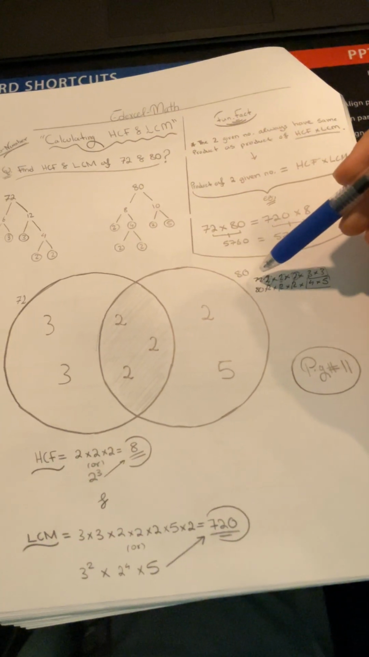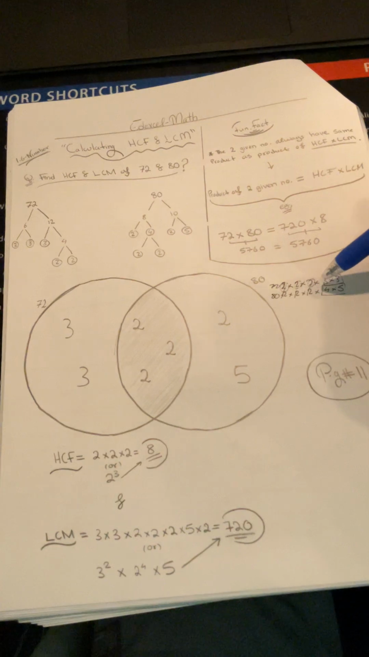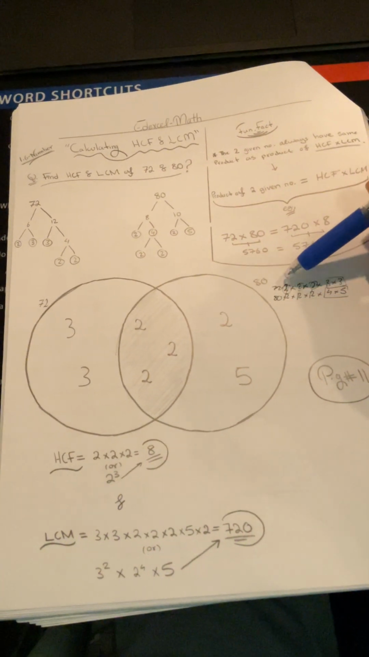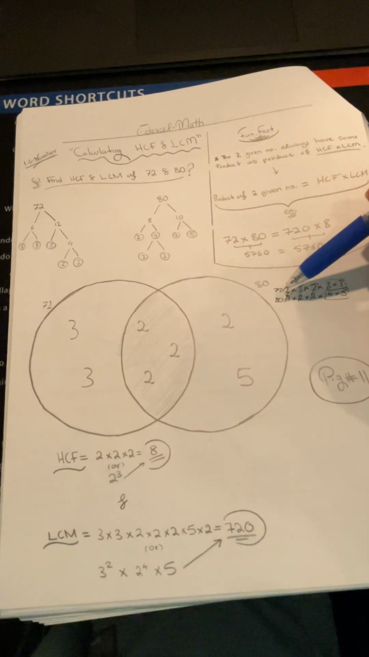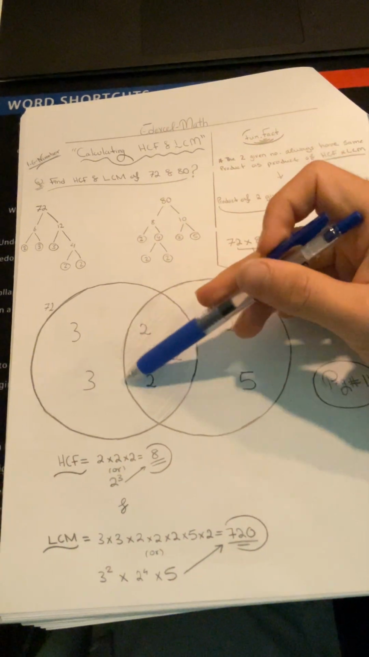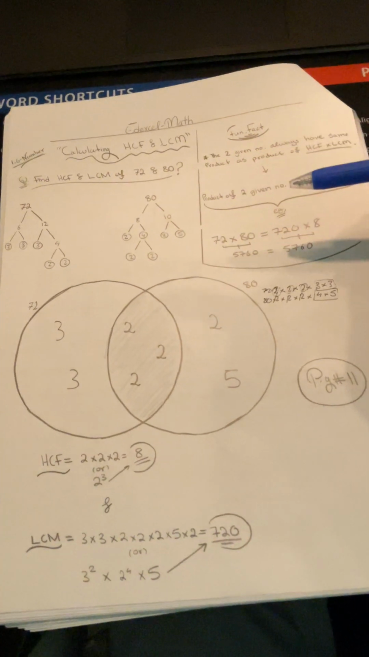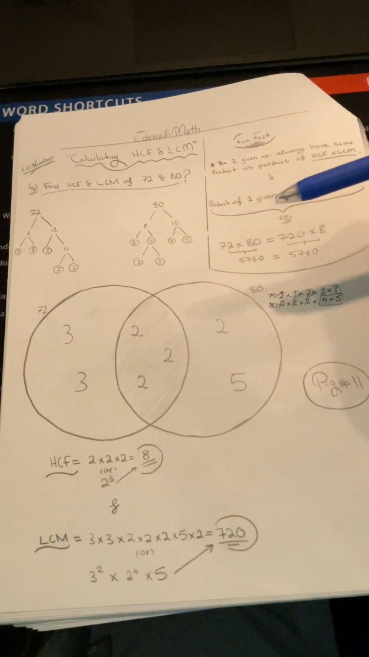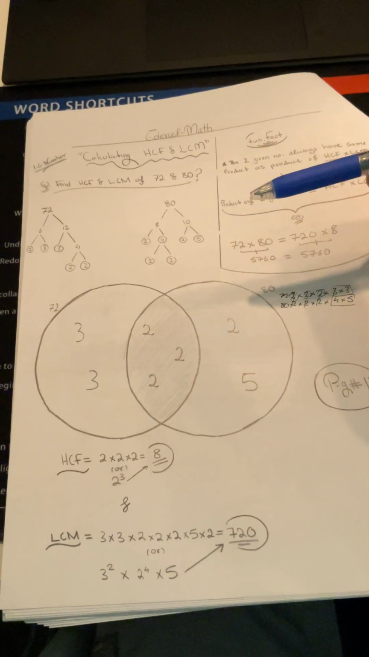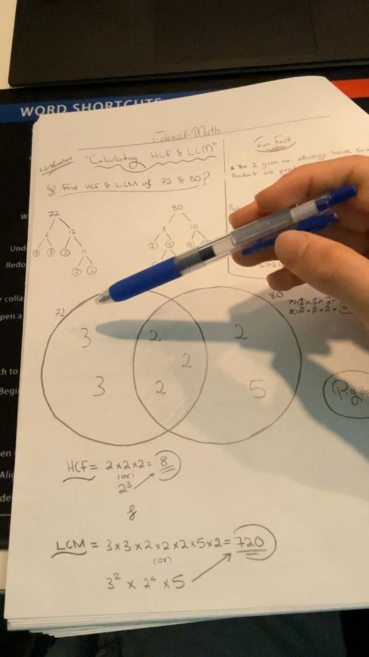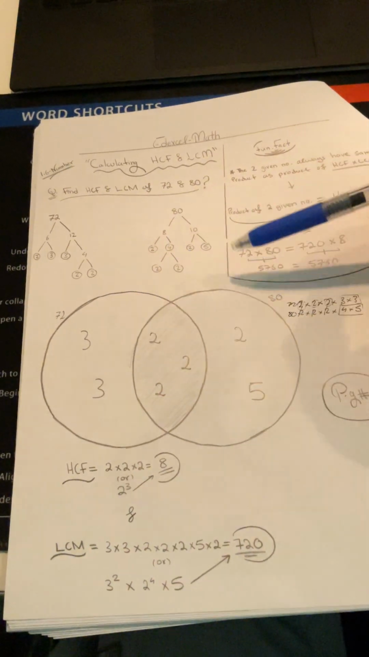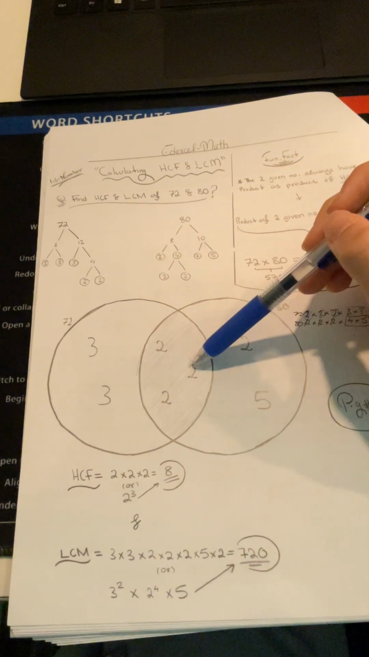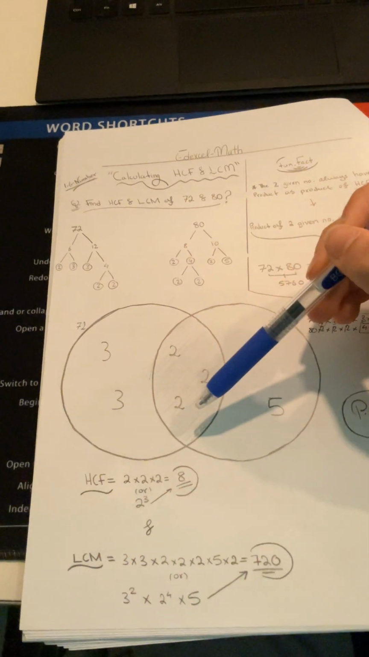So basically 72 is going to be 2, 2, 2, 3, 3. 80 is going to be 2, 2, 2, 2, 5. Now just cancel each one out that is in common. We have three 2s in common, so three 2s are going to go in the middle. Then on 72, you're going to find 3 and 3, and on 80, you're going to find 2 and 5. From here, multiply everything in the middle to get your HCF, which is 8, 2 cubed.